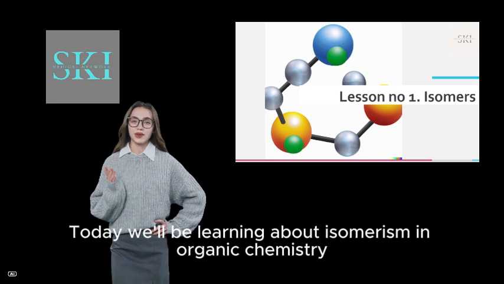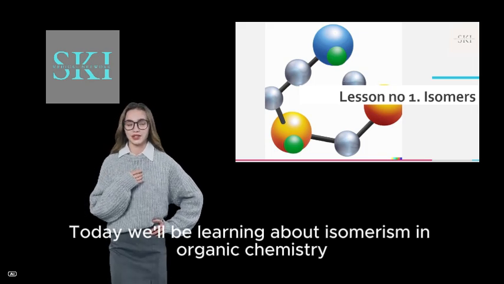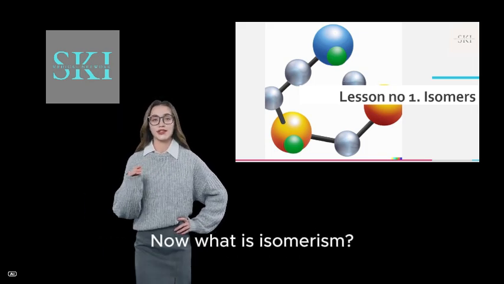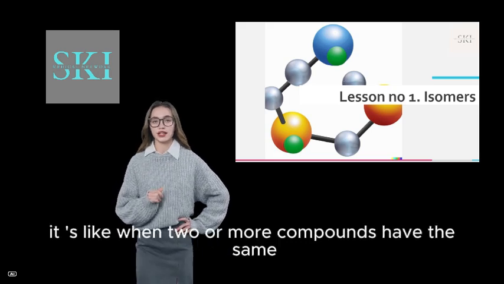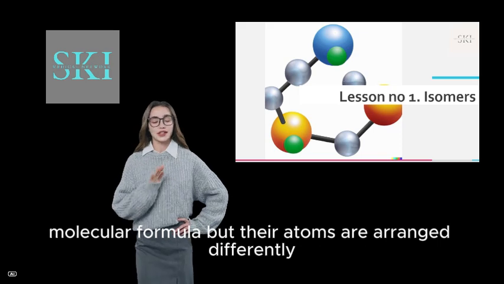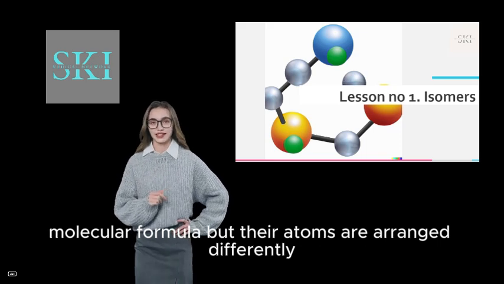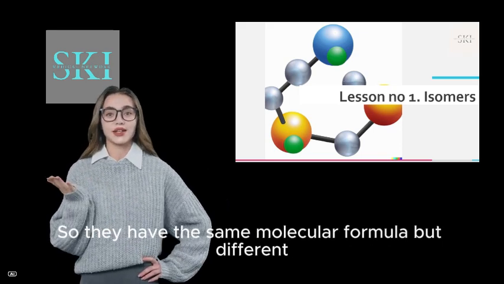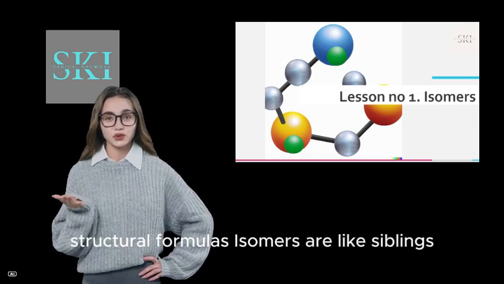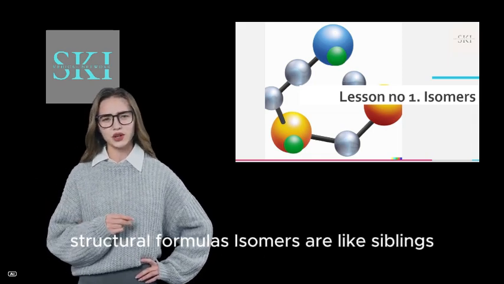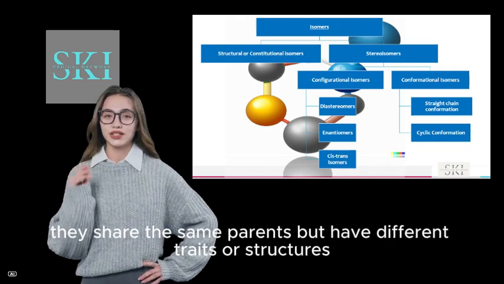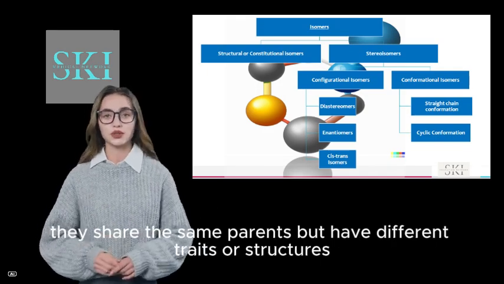Today we'll be learning about isomerism in organic chemistry. Now what is isomerism? In simple terms, it is when two or more compounds have the same molecular formula, but their atoms are arranged differently, so they have the same molecular formula but different structural formulas. Isomers are like siblings. They share the same parents but have different traits or structures.